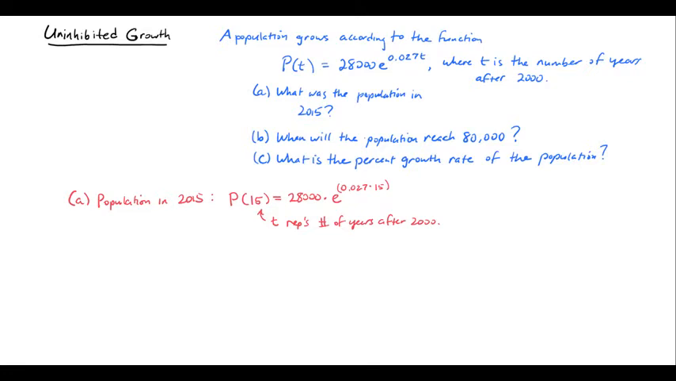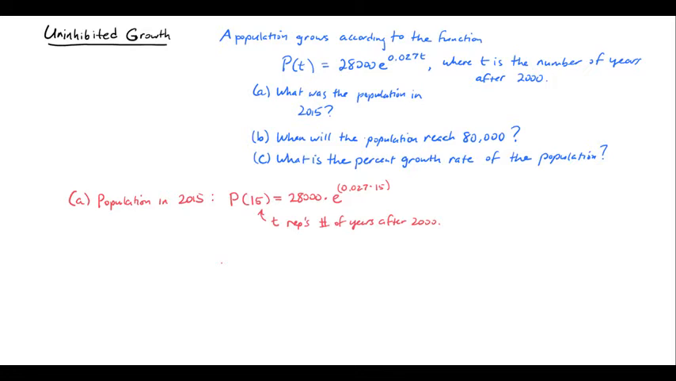Now, when you use your calculator and you're using the e to the x button, keep in mind that you need to put that entire exponent in parentheses. I think a lot of calculators do that by default, but I just wanted to make sure that was known. Okay, so we're looking for 28,000 times e to the 0.027 times 15. According to my calculator, that is 41,980.47.